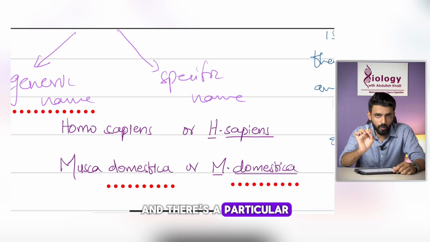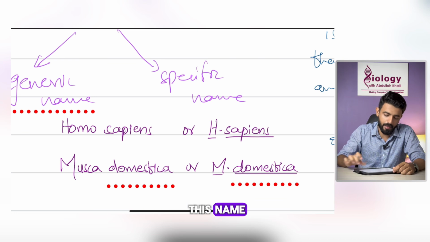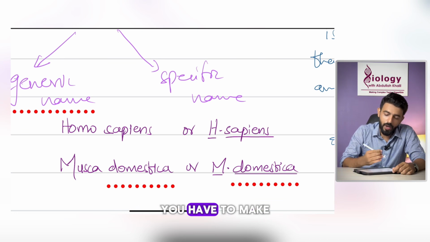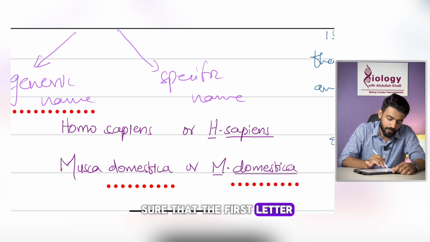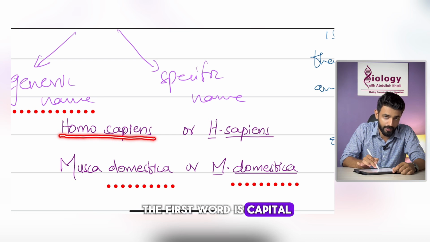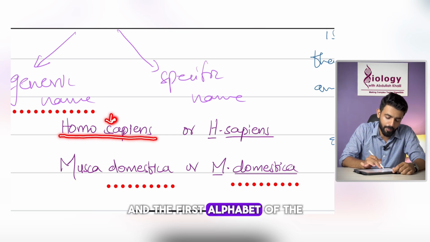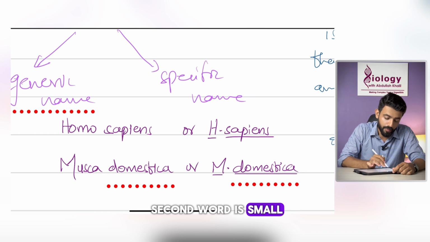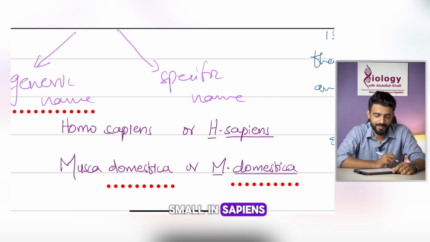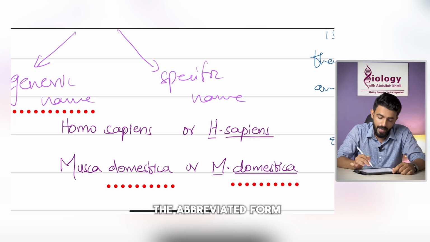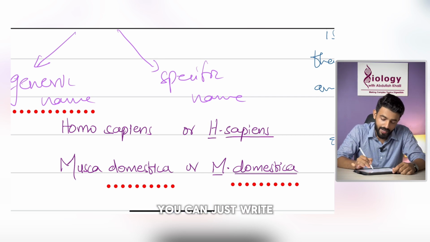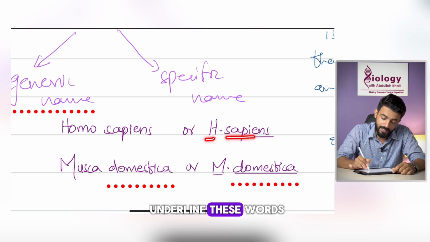And there is a particular, specific way of writing this name. When you are writing the complete name, you have to make sure that the first letter of the first word is capital, and the first letter of the second word is small. So H is capital in Homo and S is small in sapiens. Or if you're writing the abbreviated form, you can just write H. sapiens, but in that case, you will have to underline these words.